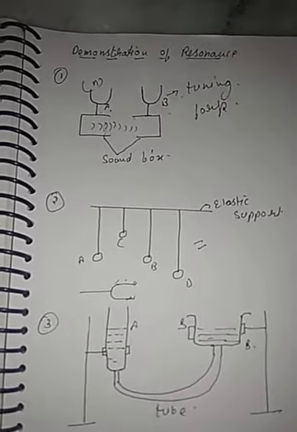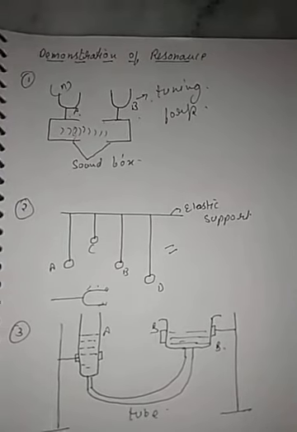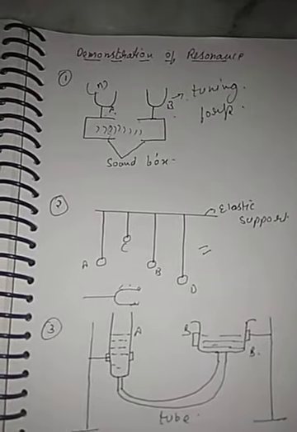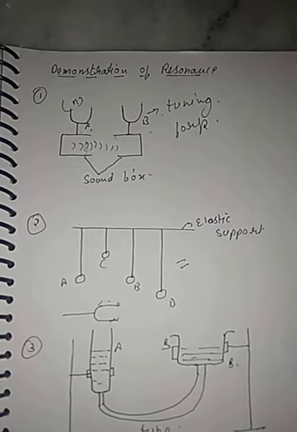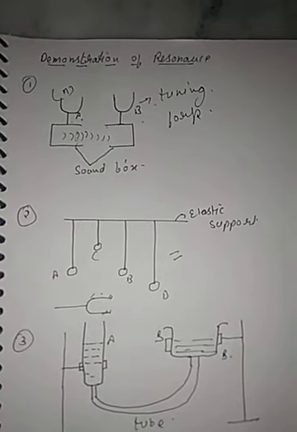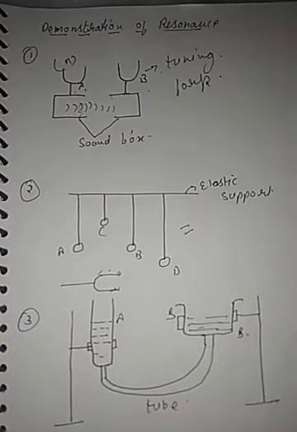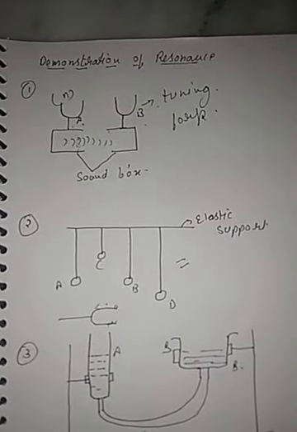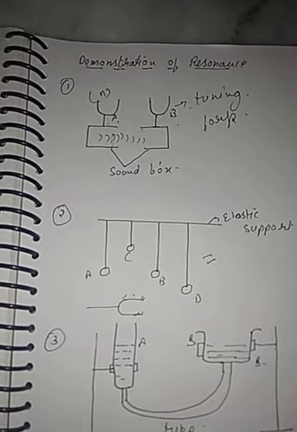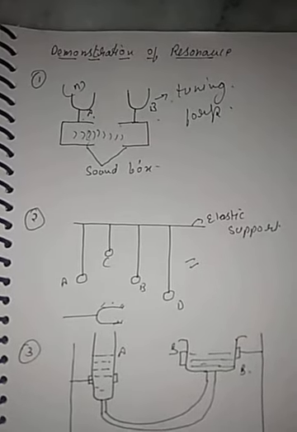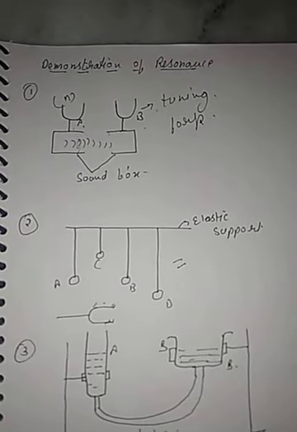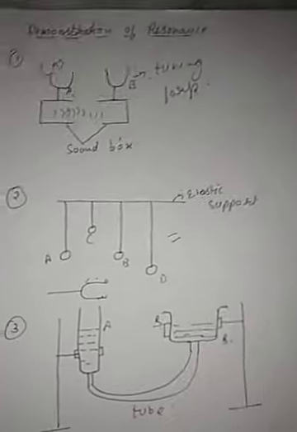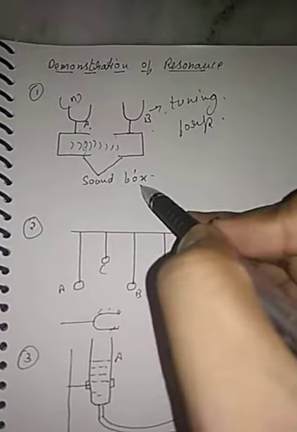Because of its natural frequency, a situation comes when both the tuning forks start vibrating. That is called resonance, because the natural frequency matches with the forced vibrations. Clear? The frequency created by the forced vibration and the natural frequency match. They start vibrating and a loud sound is heard, with increasing amplitude. Clear? This is all about the first example.